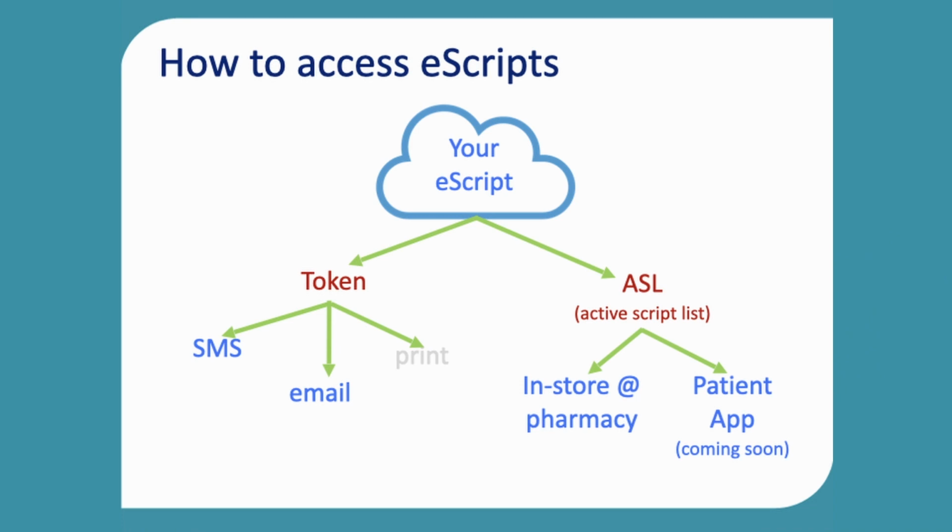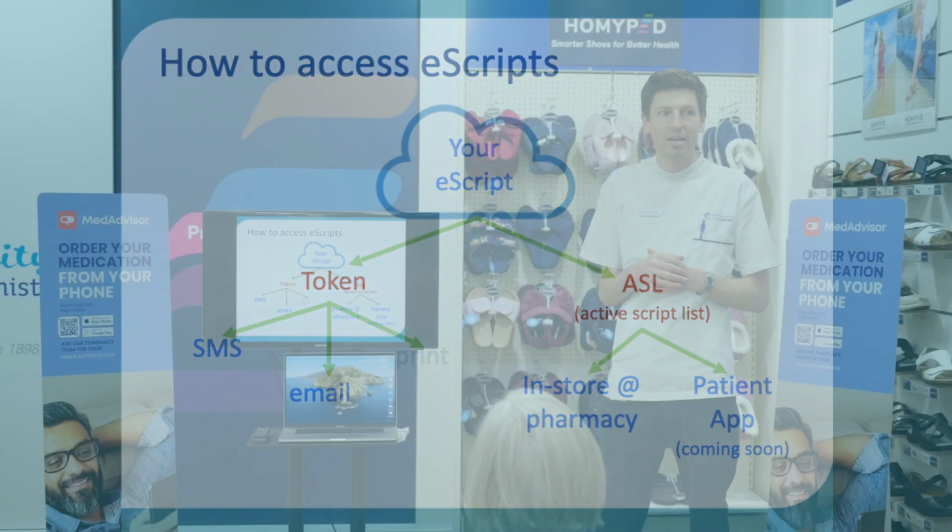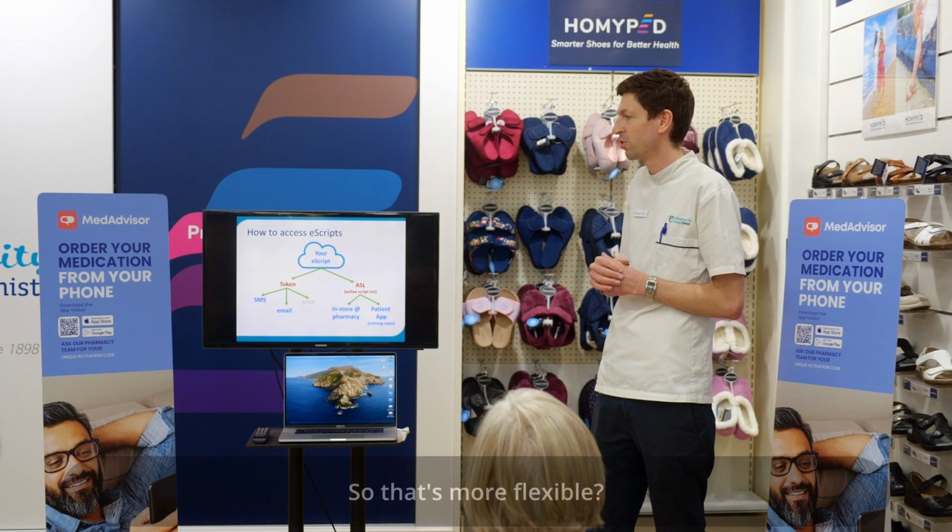You do need to register for an Active Script List once, which I'll run through in a little bit. But then once you've got an Active Script List, you can walk into any pharmacy and you just need to provide them a few details and they can access your e-prescriptions on your behalf. So you don't even need to have access to the token. You just need your name and your Medicare number and a few other bits and pieces, and the pharmacy will be able to access those scripts for you.